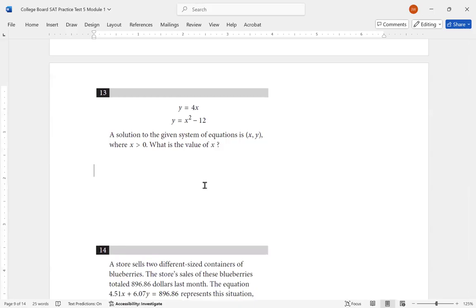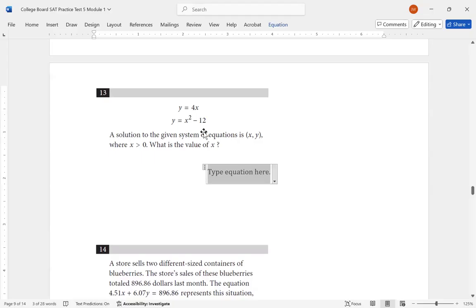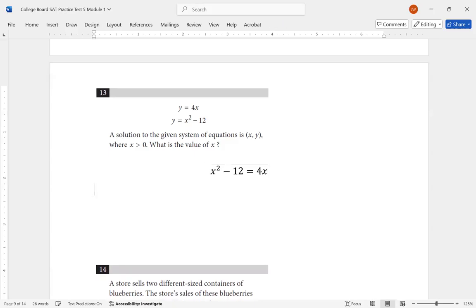Another way to solve this is to set the outputs equal to each other. Notice since y equals 4x and y equals x squared minus 12, I can replace the y in the first equation with x squared minus 12 and know that that has to be equal to 4x. So x squared minus 12 is equal to 4x, and then I can solve that for x. Now this requires us to solve a quadratic equation. I would subtract 4x from both sides.